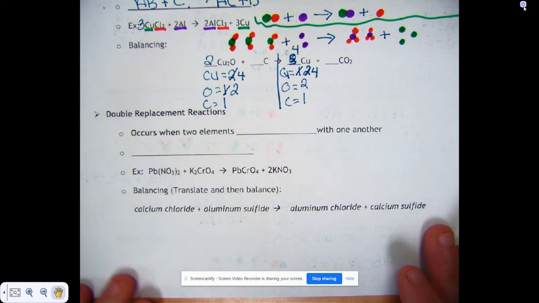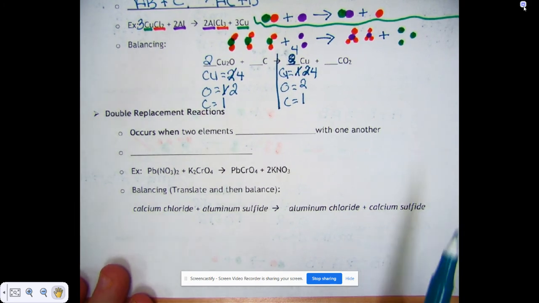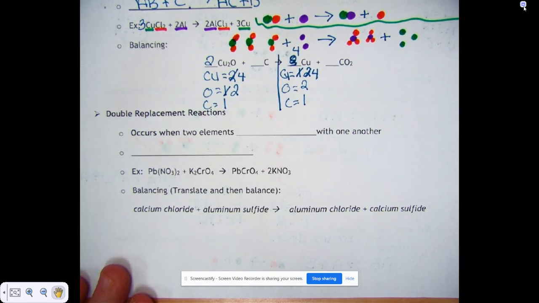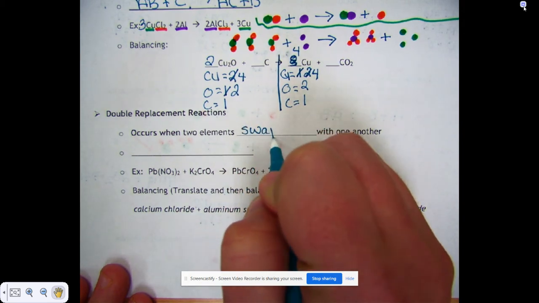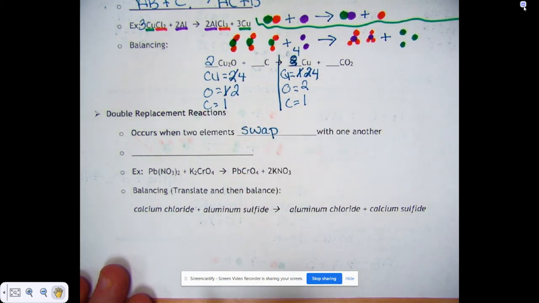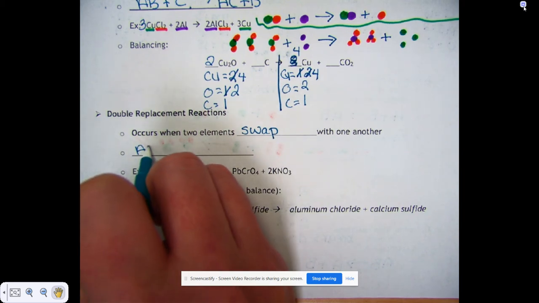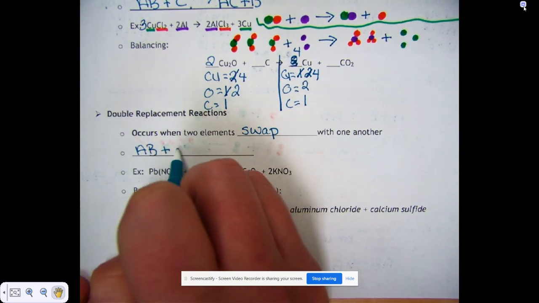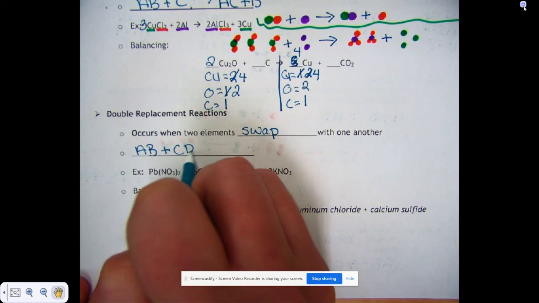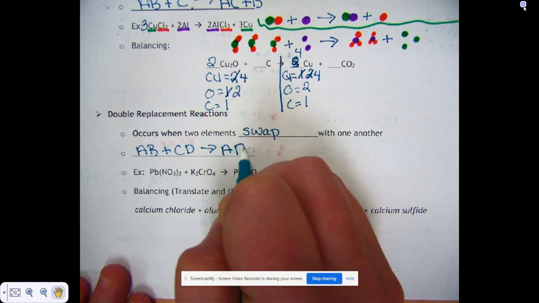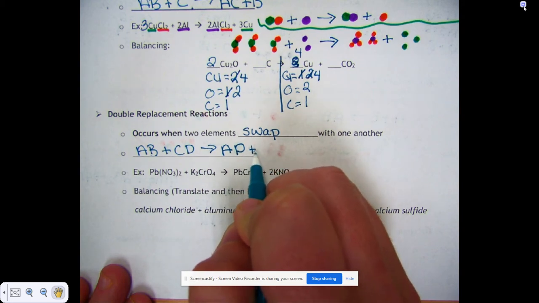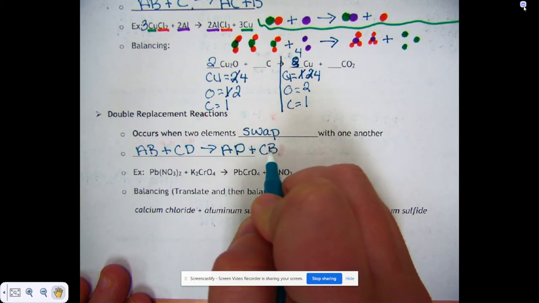Here we go. Last little part, and then we're done. Okay. Double replacement. So similar to single replacement, except this time we're going to have double. We're going to have 2. It occurs when 2 elements swap with one another. And so here I might have AB plus CD, and it's going to give me AD plus CB. And there's a reason I wrote it like that.